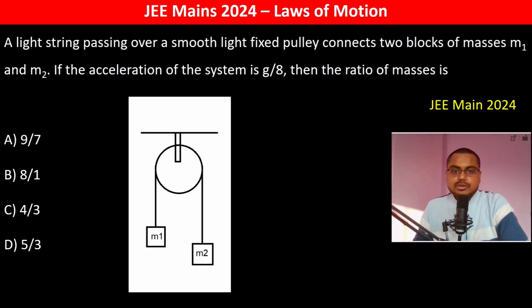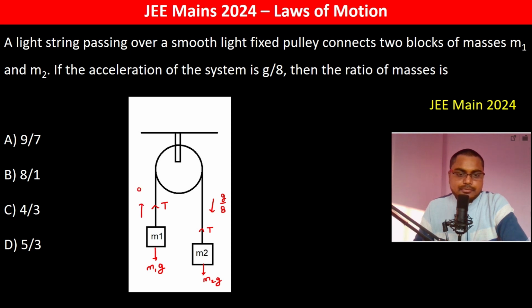A light string passing over a smooth light fixed pulley connects two blocks of masses m1 and m2. The acceleration of the system is g by 8. The ratio of masses is. So let us say इधर जा रहा है g by 8 से, okay? तो इसका FBD बनाएंगे तो m2g, this is T. इसका FBD बनाएंगे T and this is m1g.